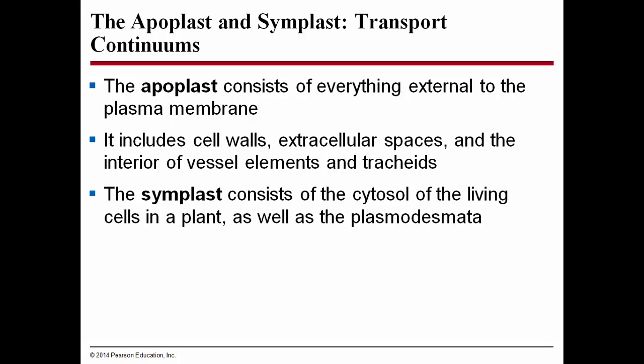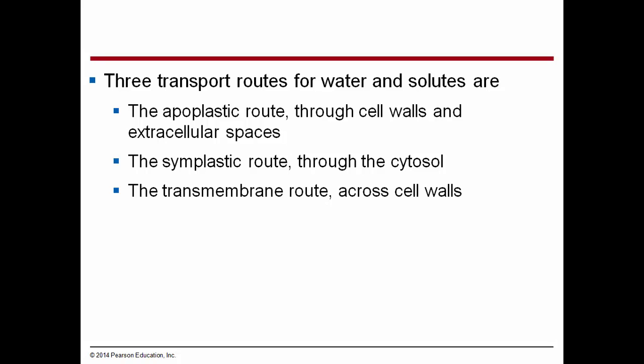The apoplast consists of everything external to the plasma membrane. It includes cell walls, extracellular spaces, and the interior of vessel elements and tracheids. The symplast consists of the cytosol of the living cells in a plant as well as the plasmodesmata. Three transport routes for water and solutes are the apoplastic route through cell walls and extracellular spaces, the symplastic route through the cytosol, and the transmembrane route through cell walls.